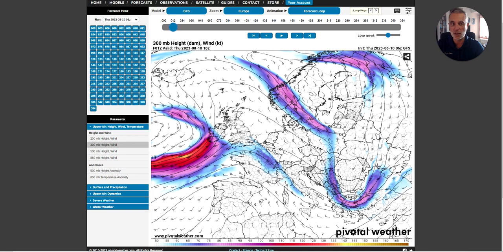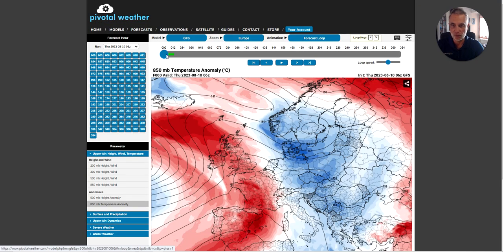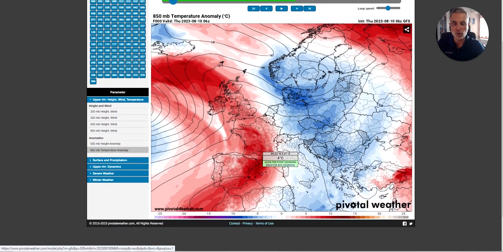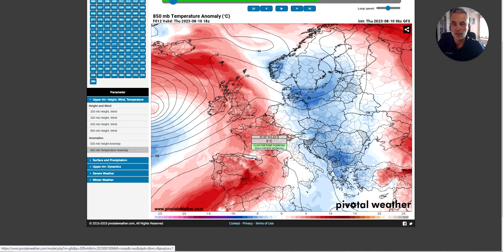Now, if I go back to the initial Pivotal Weather map, what we could also take a look at here is the air mass temperature anomalies, which will also give you an idea of how abnormal the temperatures are for that period. It's taking a little bit of time to load, but you could basically see some of the warm air in the warm sector and the cooler air behind the cold front, as you would expect. And you could see the deep low pressure at 850 here drawn in.